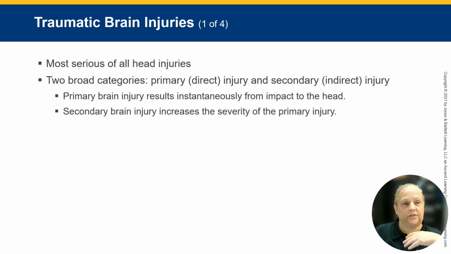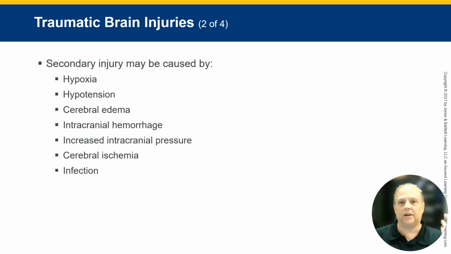With traumatic brain injuries, these are the most serious of all head injuries. You can have either a primary or a secondary injury, so a direct injury to the brain or an indirect injury. Primary injury is that direct impact to the head, and the brain is instantly injured. Secondary injury is as a result of additional issues such as hypoxia, hypotension, cerebral edema, intracranial hemorrhage, increased intracranial pressure, cerebral ischemia, infection.